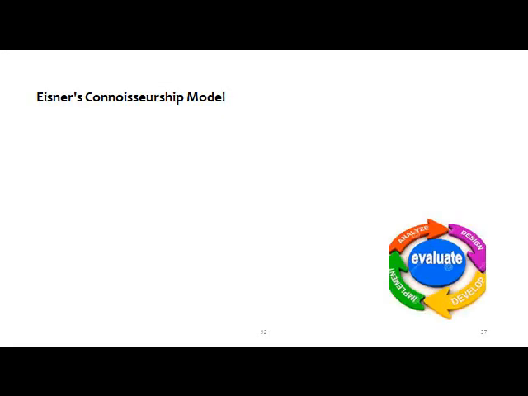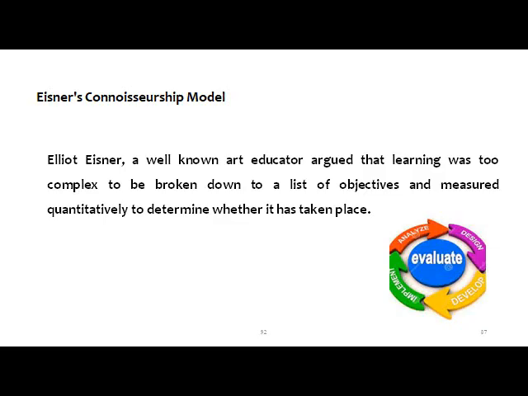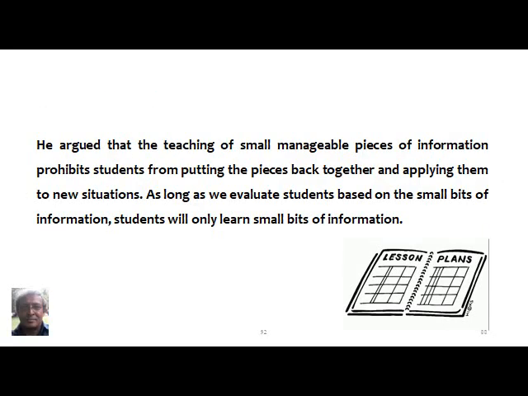Eisner's connoisseurship model. Elliot Eisner, a well-known art educator, argued that learning was too complex to be broken down to a list of objectives and measured quantitatively to determine whether it has taken place. He argued that the teaching of small manageable pieces of information prohibits students from putting the pieces back together and applying them to new situations.